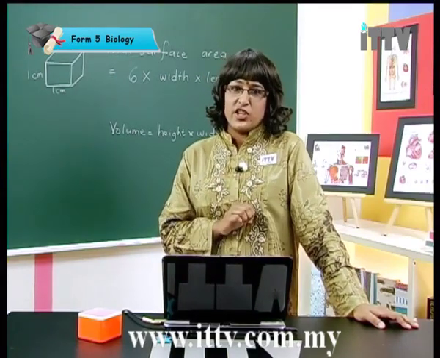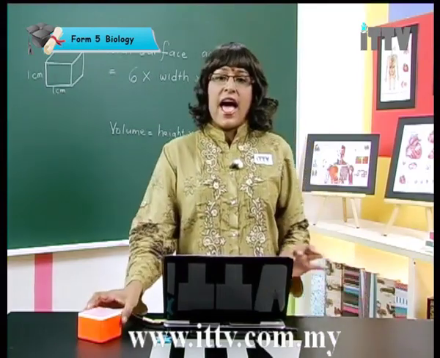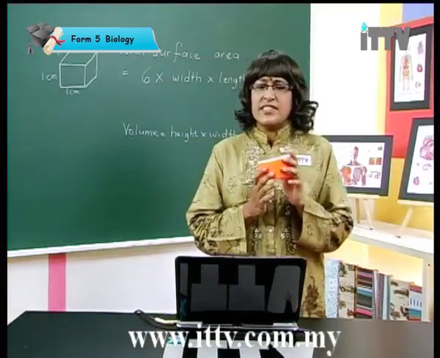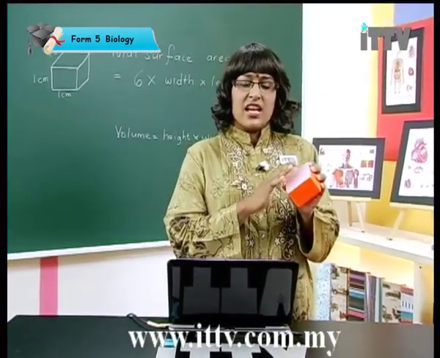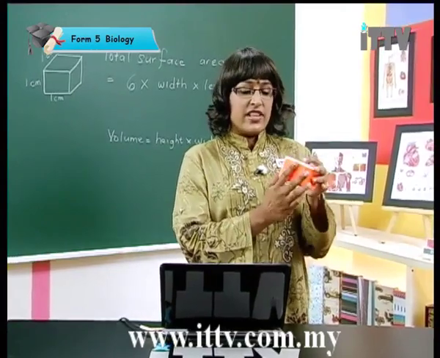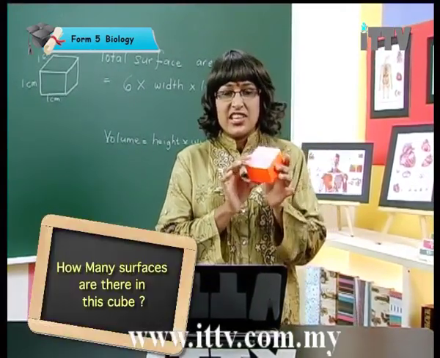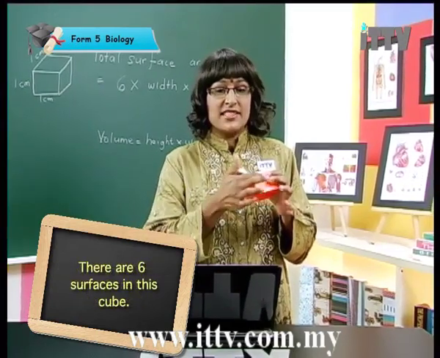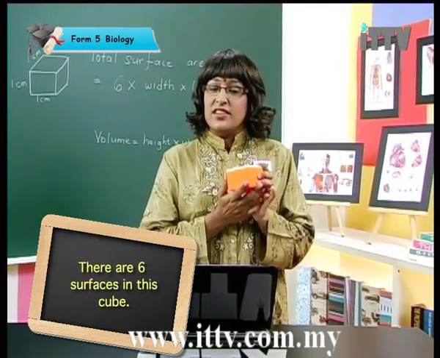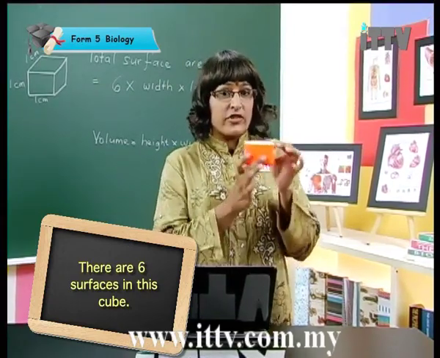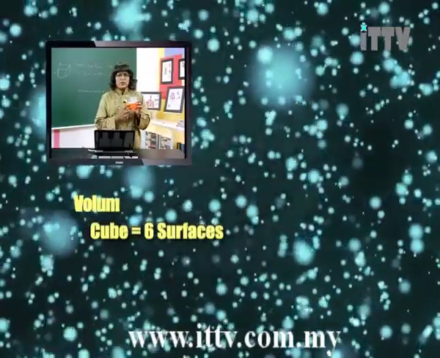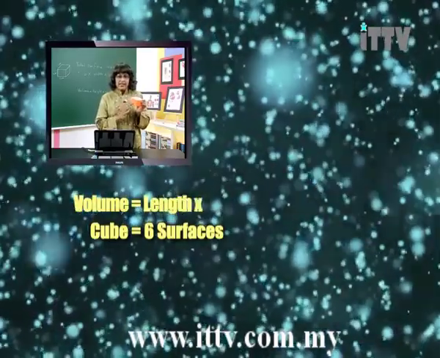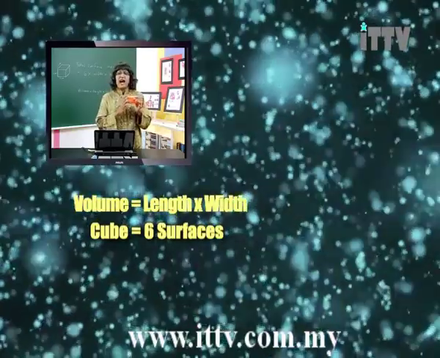It is very important for us to understand the concept of total surface area in the role of transportation. Now let us take a look at this little cube. A total surface area is the area covered by all the surfaces of this cube. Can you see how many surfaces are there in this cube? Yes, you're right. There are 6 surfaces. And do you know how to calculate the volume of this cube? The volume of this cube is simply the measurement of the length, the width, and the height.